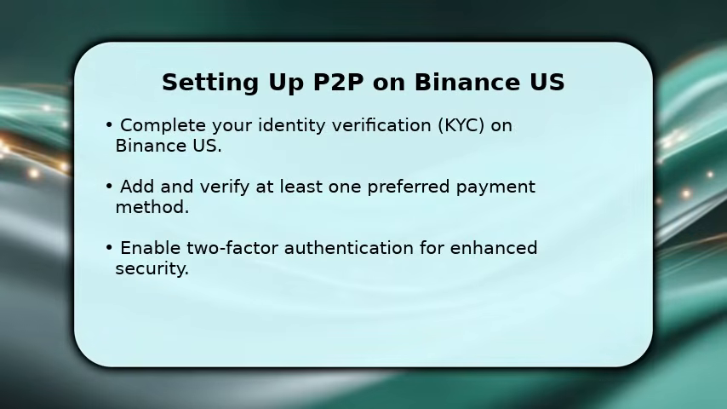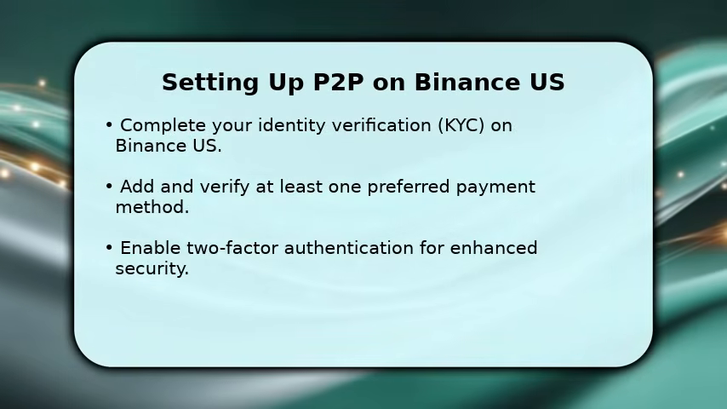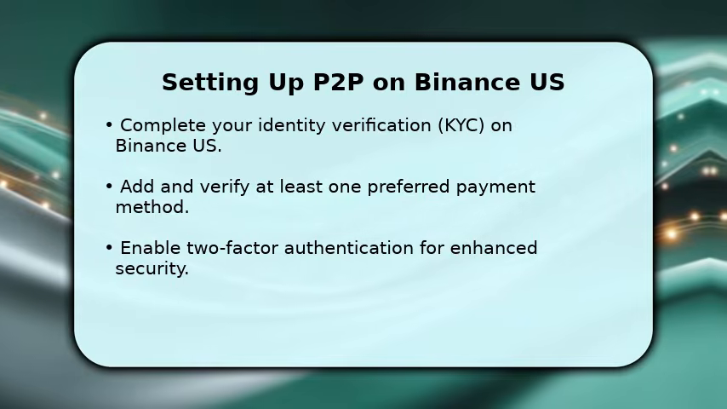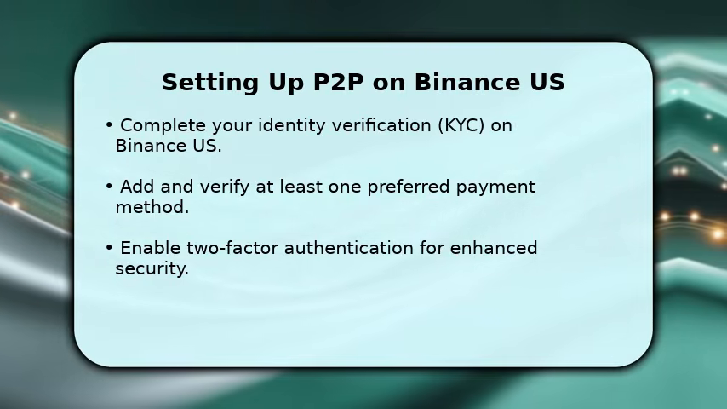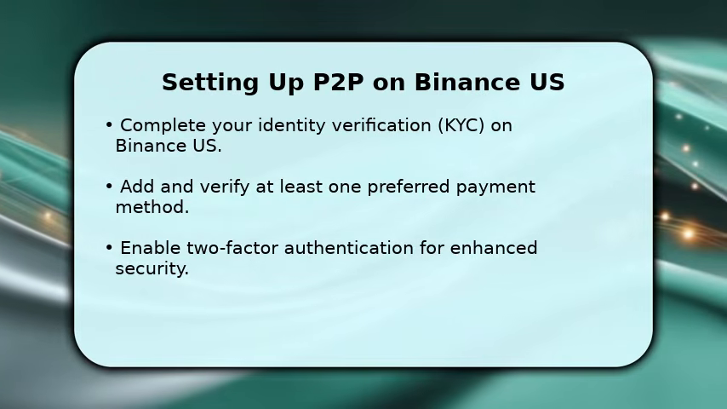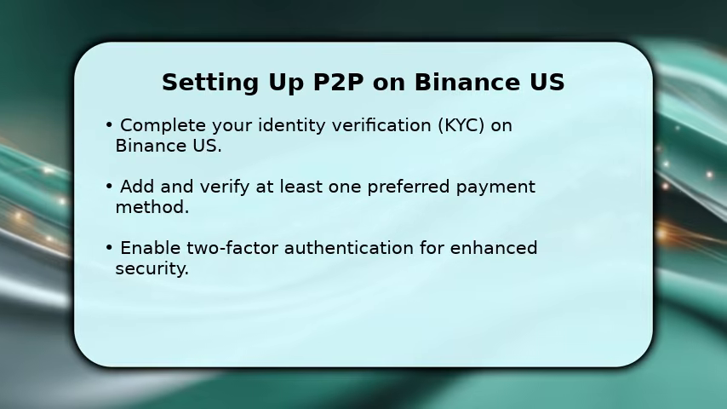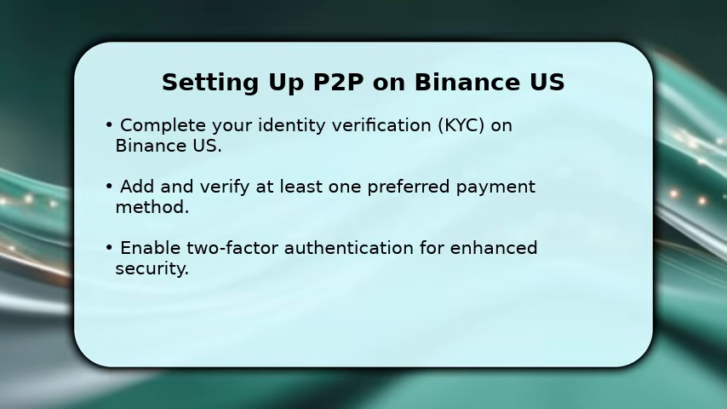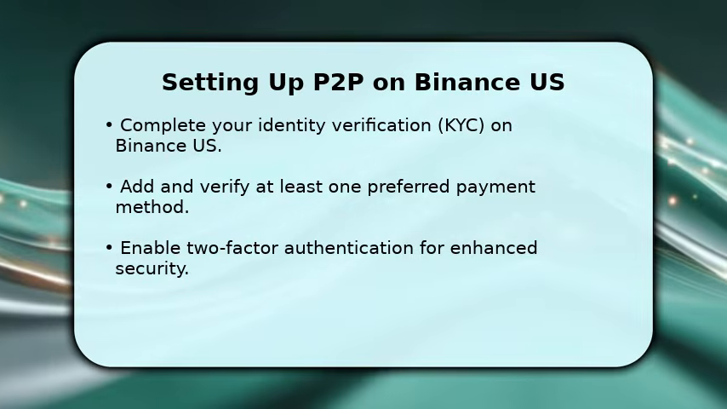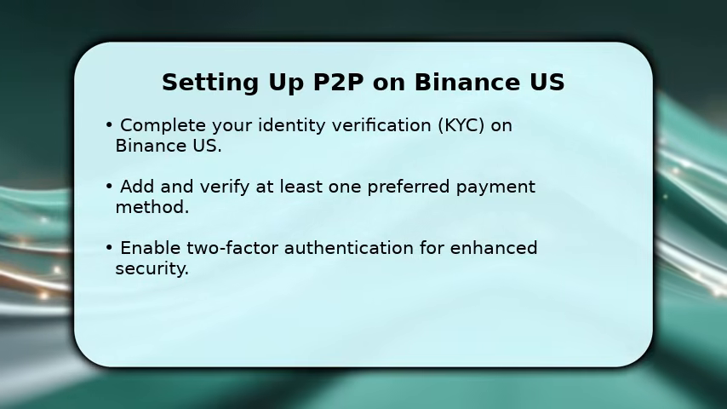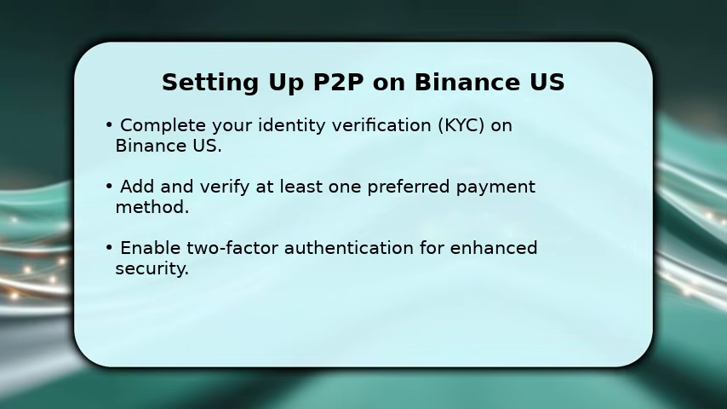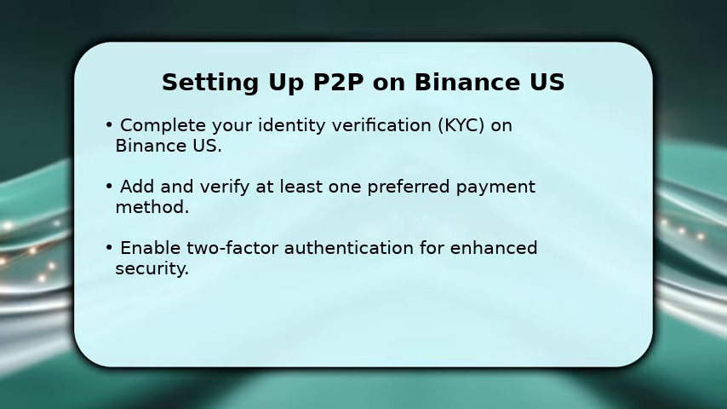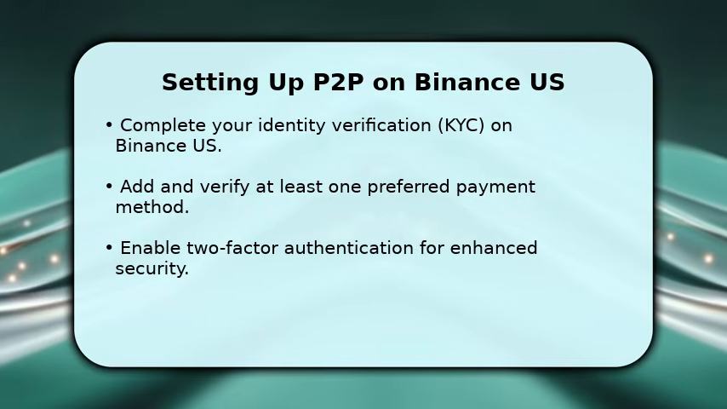Before you can begin P2P trading, you must first complete your identity verification, also known as KYC, on your Binance US account. This crucial step ensures compliance and security for all users. Next, add and verify your preferred payment methods, such as bank transfers or digital wallets. Finally, enable two-factor authentication to add an extra layer of protection to your account, safeguarding your assets.